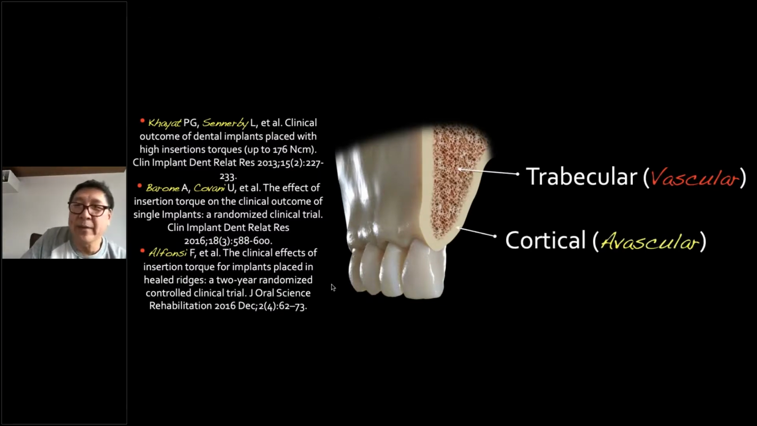I would not recommend it if you try to compress cortical or avascular bone. If you put high insertion torque on cortical bone, you'll probably end up with pressure necrosis. So you have to really qualify the type of bone. But in the anterior maxilla, which is usually type 3 or type 4 bone, you can compress that bone all day long.